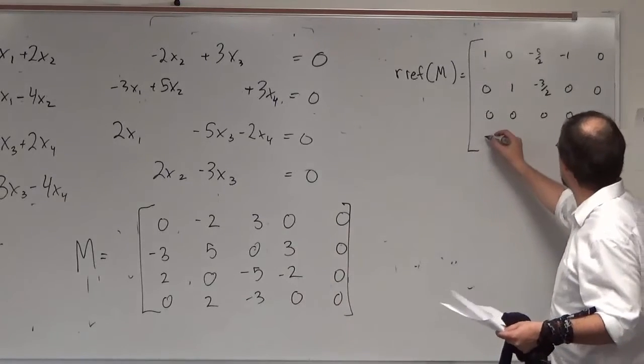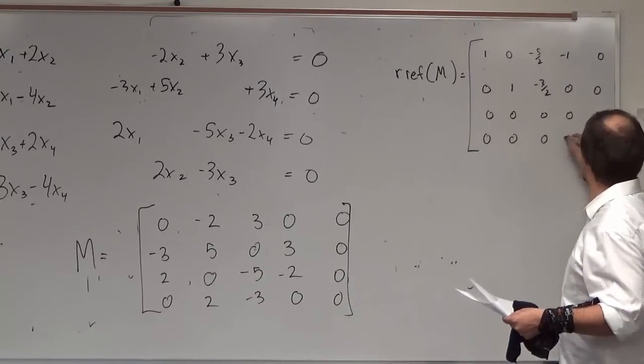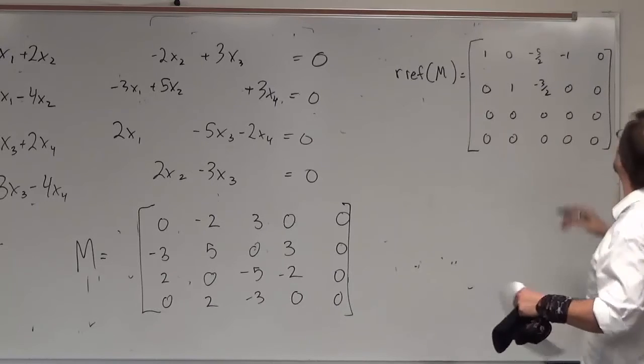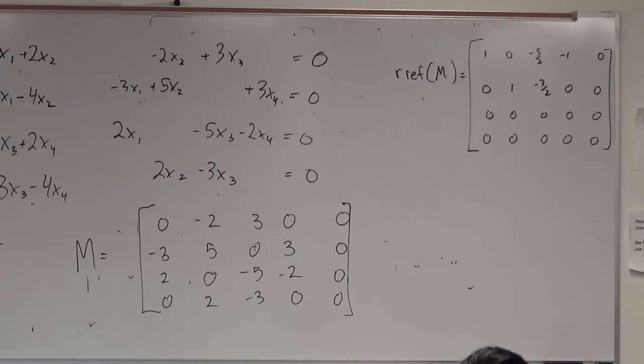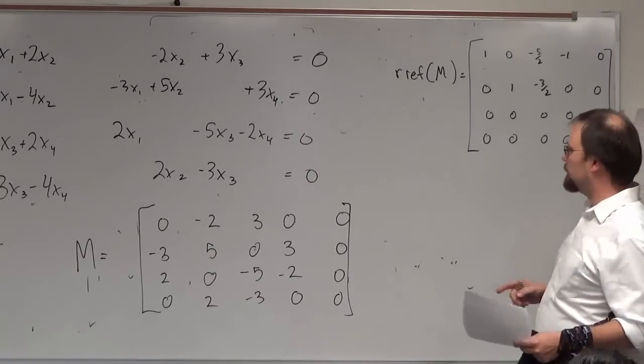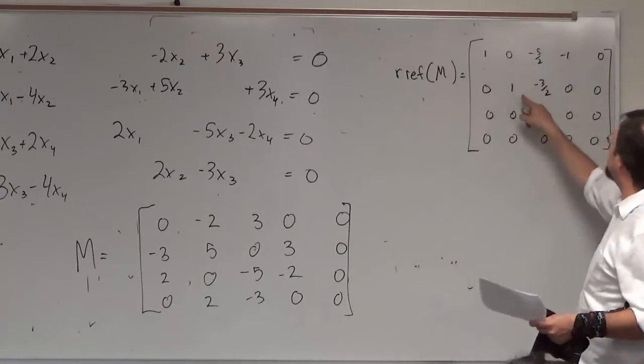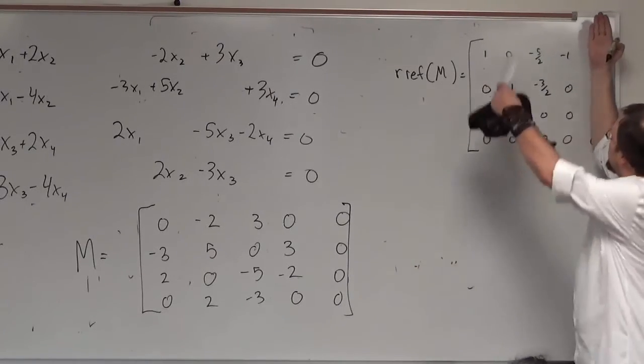You at least get 1 row of zeros. We ended up with 2 rows of zeros. Right. So we have infinitely many solutions, right? 4 unknowns, x1 through x4, but only 2 leading entries in my matrix of coefficients.